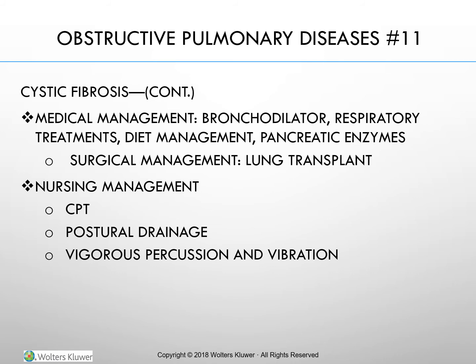Another CFTR modulator is a combination of ivacaftor and lumacaftor called Orkambi, and is given when the child with a specific mutation turns 12 years of age. It moves the defective CFTR protein to the appropriate place on the cell membrane and increases the activity of the protein in order to thin the thick mucus.